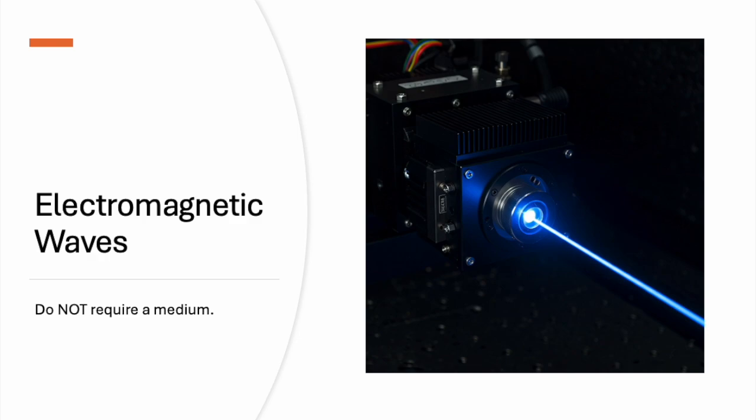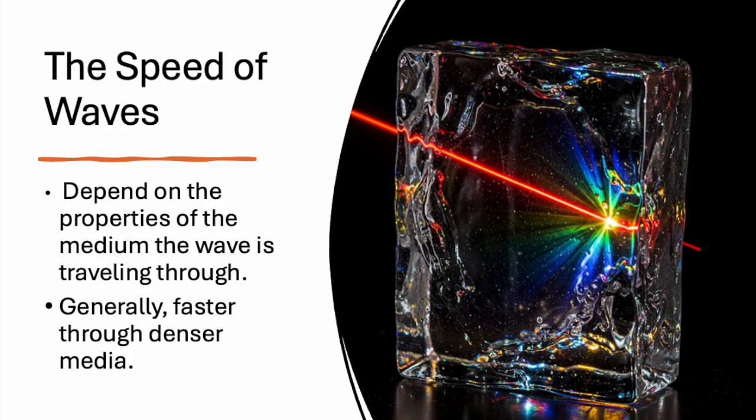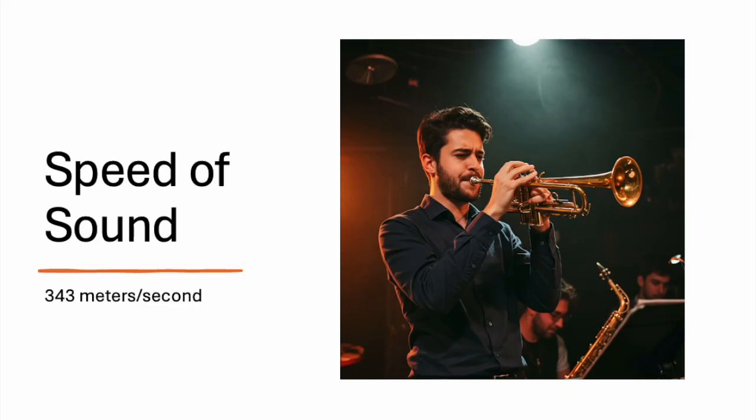The speed of a wave depends on the properties of the medium it is traveling through. In general, waves travel faster through denser materials. For example, sound waves travel faster through water than through air.